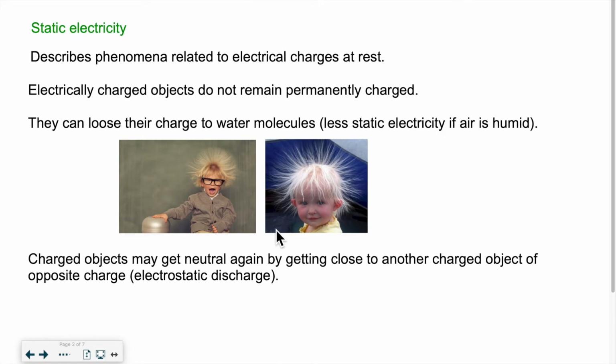So electrically charged objects do not remain permanently charged. In other words, they will exchange charges until both objects are neutral, or at least one of them is neutral. So they'll try to equalize their charges as best they can, but they don't always stay charged. They can lose their charge to water molecules.